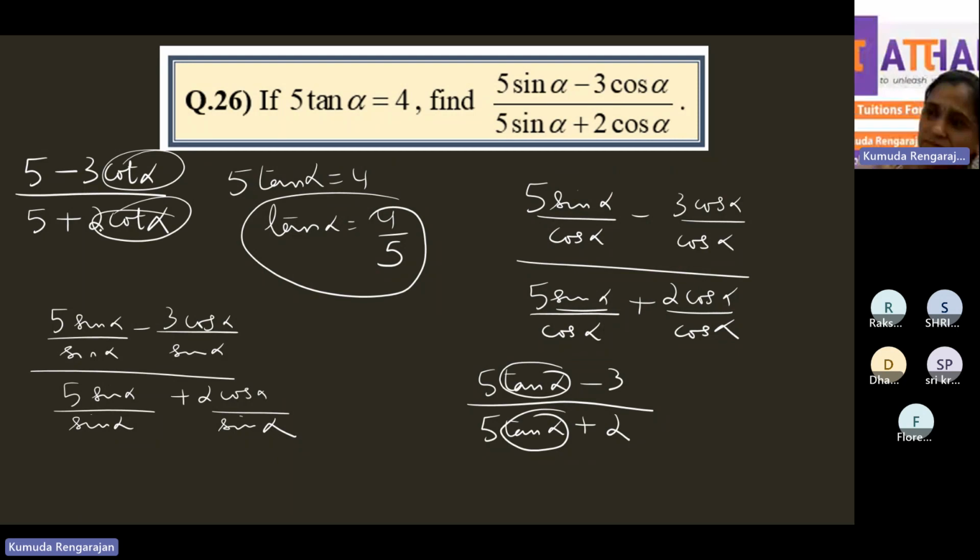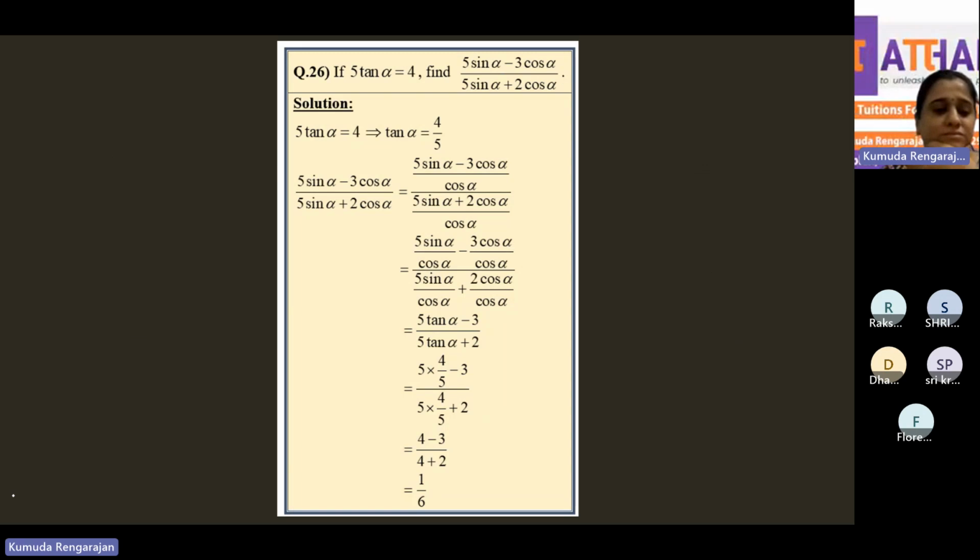So like this, even without using the right triangle, you can convert the ratios in the expression to the given ratio tan alpha by dividing the numerator and denominator by either sine or cos. Anything will give you the result. Is that fine? I've done one of it here. I've divided by cos, so I got tan. Then I substituted 4/5.